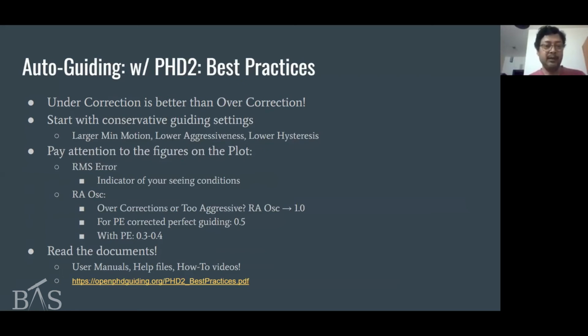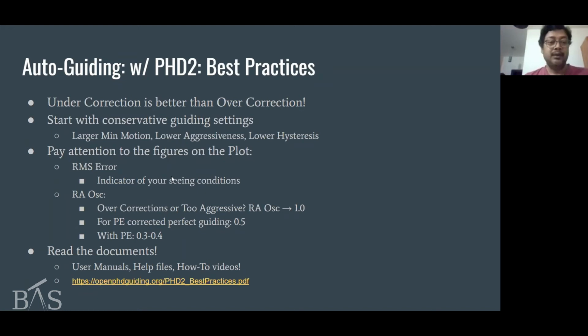Okay, so for the beginner, I would suggest you use a larger min motion than you have calculated in the previous page. You use lower aggressiveness and lower hysteresis. See your guiding performance, see the actual image that you have taken, and then go tighter. Like I said in the very beginning, everything is difficult as you increase the focal length and load. Higher focal length means your guiding requirements are also tighter.